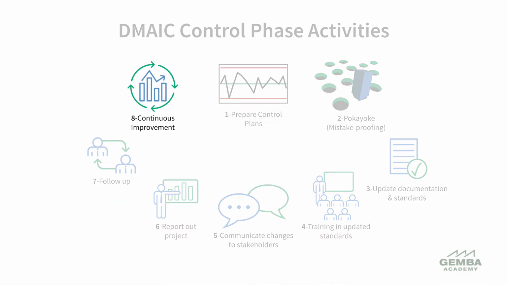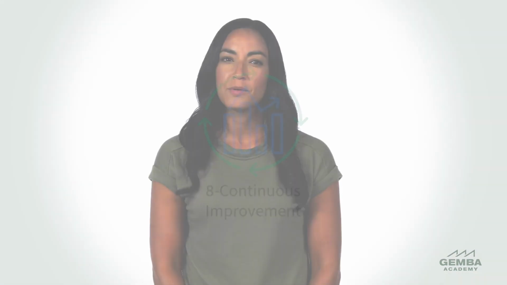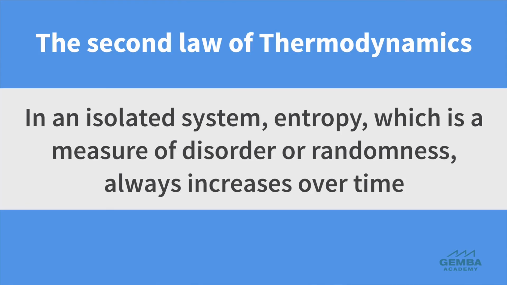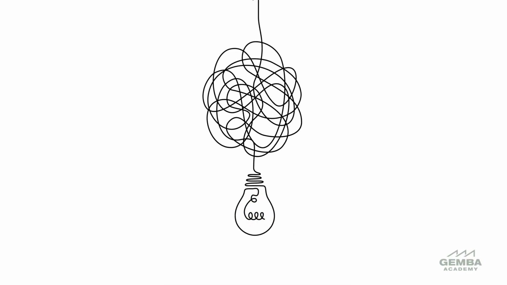The eighth and final activity in the control phase is continuous improvement. The main reason it's so hard to sustain improvements is due to the second law of thermodynamics. It states that entropy, or the measure of the disorder or randomness in a system, always tends to increase over time. This is why we may organize our desk, room, or garage, but before long, it's a mess again.